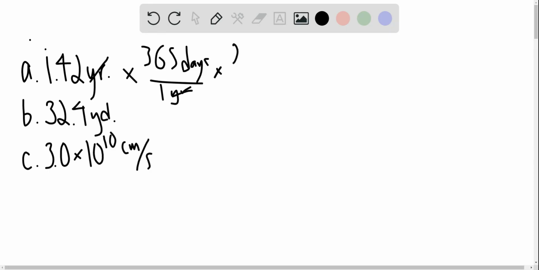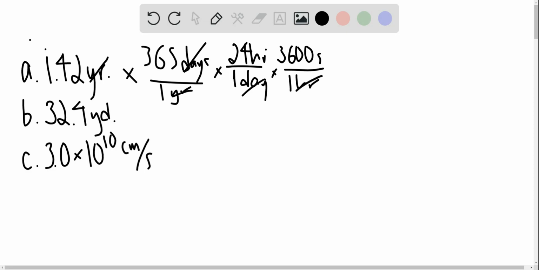And then how many hours are in a day? 24 hours in 1 day. All right, so now your days will cancel out. And then how many seconds in an hour? 3,600 seconds in an hour. And then your hours will cancel out, right? So you're left with seconds.